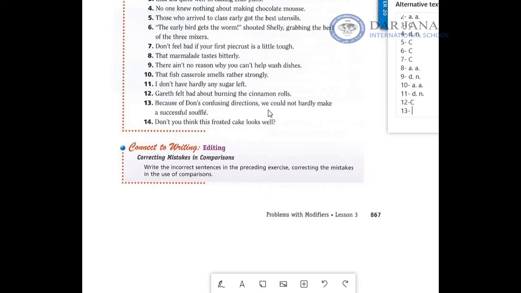Sentence 13. Because of Don's confusing directions, we could not hardly make a successful souffle. Two negative forms, not and hardly. It's incorrect. We should use only one of them. We can say we could hardly make a successful souffle. So the problem is in the double negative.